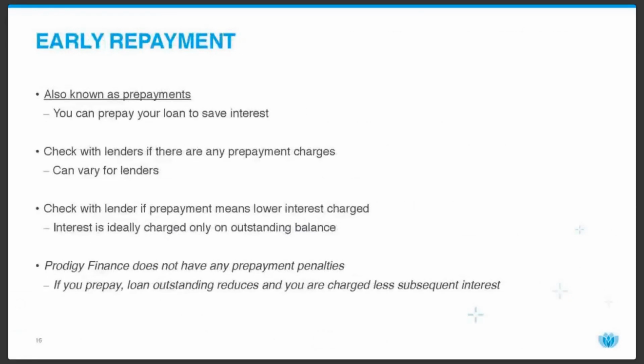So someone has a question: are there any prepayment charges with Prodigy Finance?